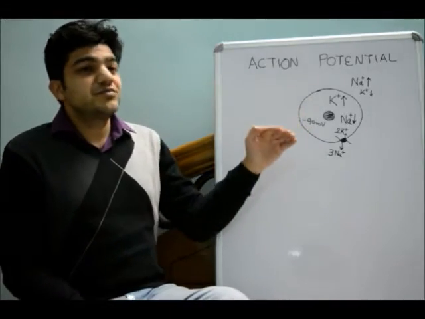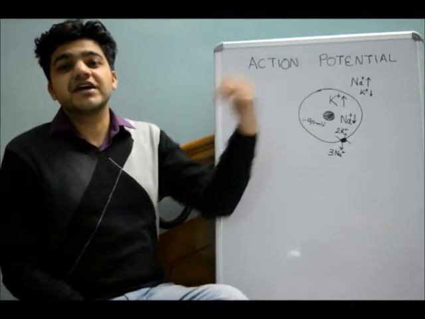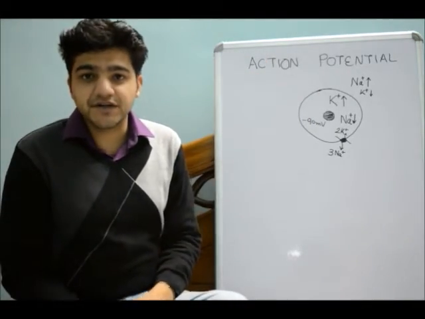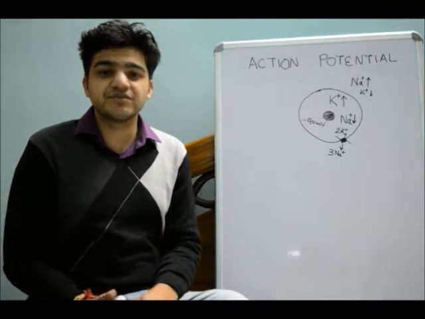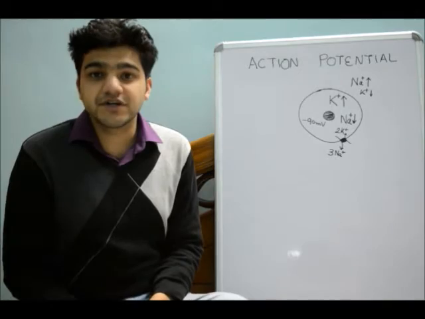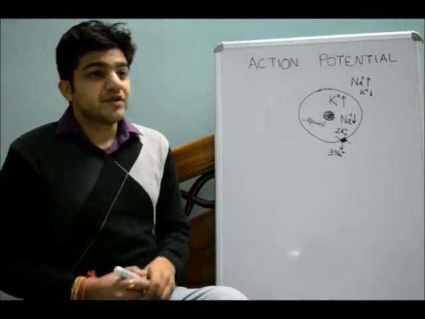Whenever that stimulation reaches the threshold, an action potential will be generated. If it is less than that, an action potential will not be generated. So action potential becomes an all or none phenomenon.